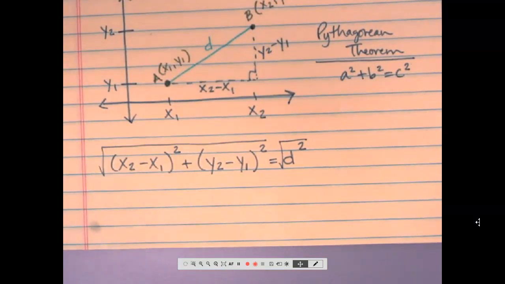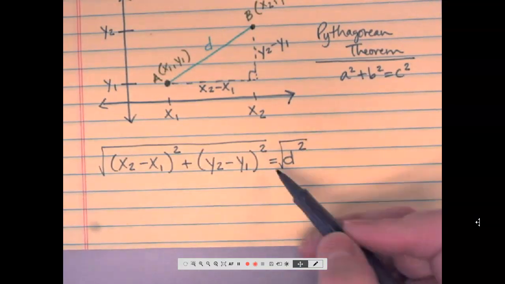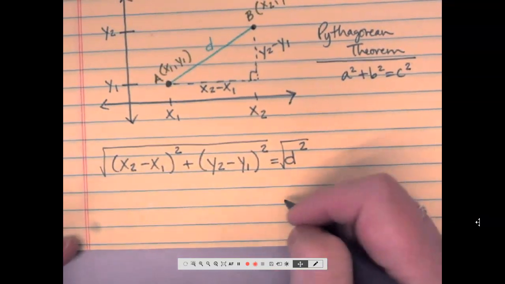But I'm finding the length of something. Have you ever seen a ruler or a yardstick with negative numbers? I haven't either. So length of something, distance of something is positive. So I'm not going to bother with plus or minus over there on the left. I'm just going to leave it the positive. Okay, what is the square root of d squared? D. Those are inverses. They undo each other.